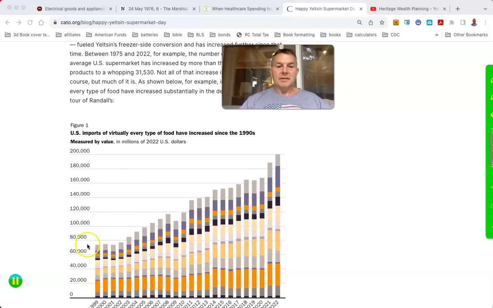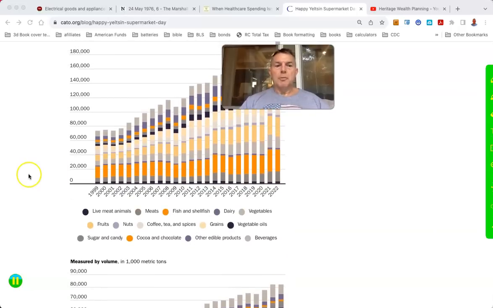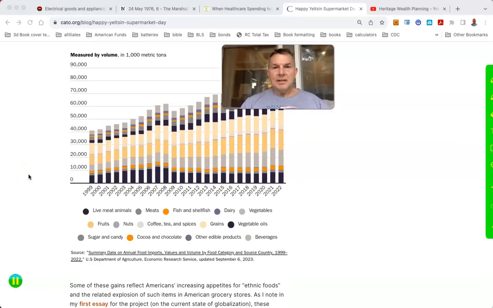And you can see, look at this. U.S. imports of virtually every type of food have increased since the 1990s. This is because we have a strong dollar. You're going to tell me this is bad? You've got more choices out there, more stuff to buy because of our strong dollar. There's more and more competition, which keeps the prices lower, as opposed to less competition.